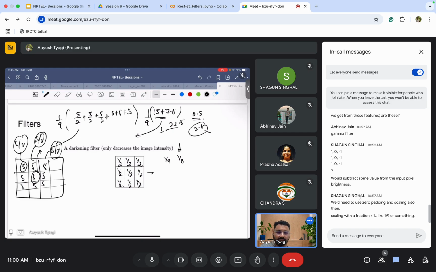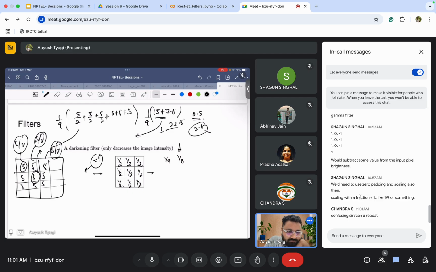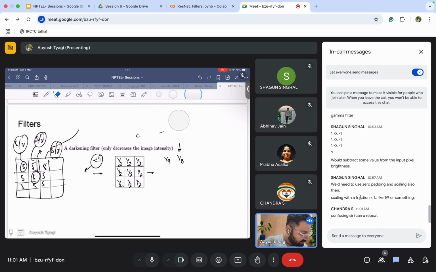Makes sense. I think I might have confused you. But if you do some sort of a scaling which is less than one, it will actually create some sort of intensity reduction effect. Any doubts in this? Confusing. Yeah, sorry for confusing. So let me just rewrite it.